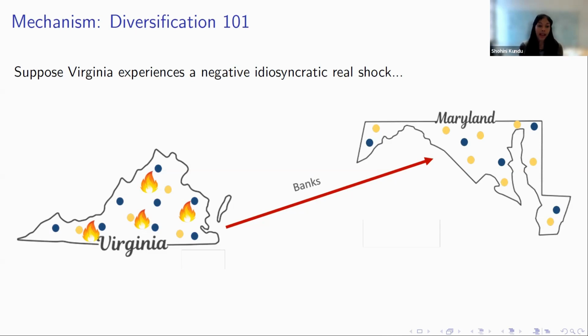So what happens is that after banking integration, the choice set expands. Banks can allocate capital between states rather than being limited to one. And that's what connects shocks in one state to economic growth in another. So if there are shocks to state I, banks will divert their loan supply to state J, and an increase in the loan supply in state J will foster greater economic growth in that state.